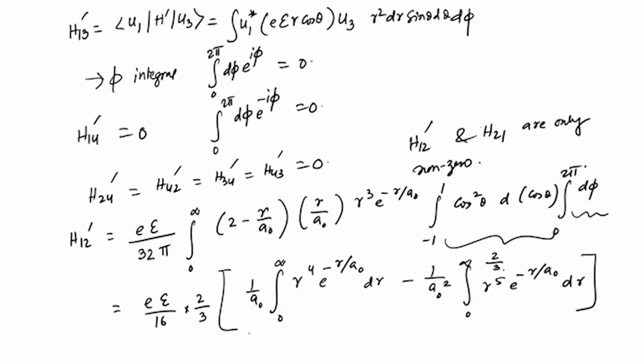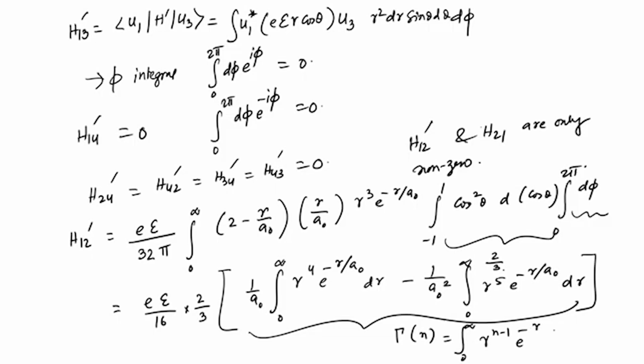So, this integral has to be solved, and what can be done is that you can use the gamma function form. So, gamma of n, this is called the gamma function integral, is equal to the integral from 0 to infinity of r to the power n minus 1 e to the power minus r dr, this is equal to gamma n, and the gamma function has some properties.